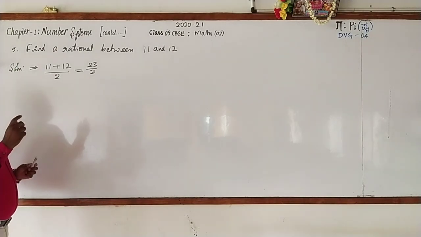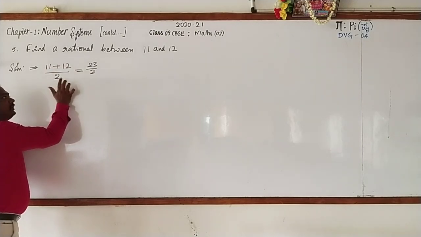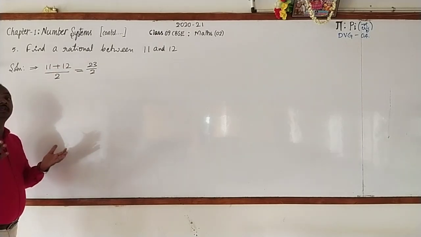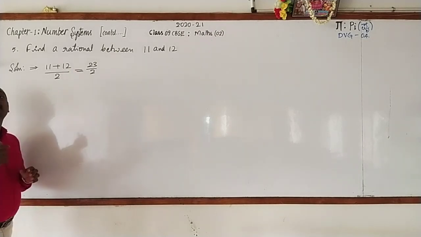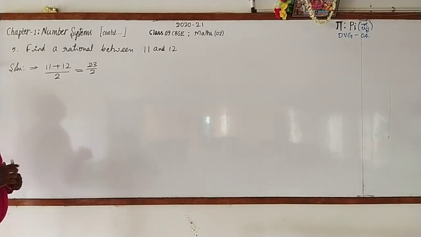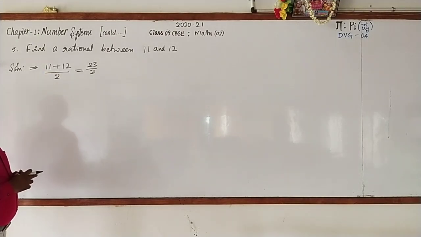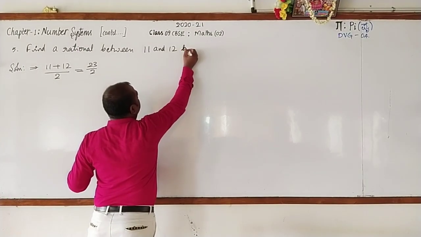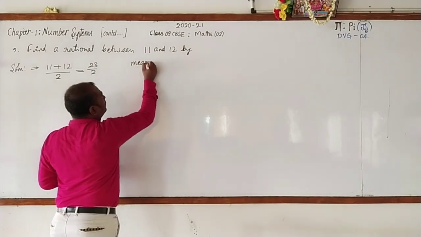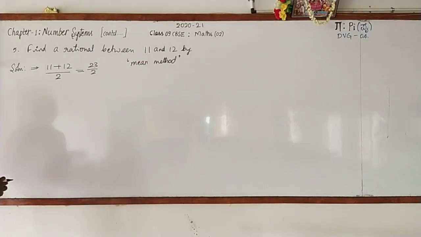And you can recall the last year concept what you had learned. Sum of terms divided by number of terms. What is it? Mean or average. Hence this method is known as mean method, or arithmetic mean method. So the question can be asked like this. Find a rational number between 11 and 12 by mean method. Here I'll write by mean method. Yes, you can copy this.